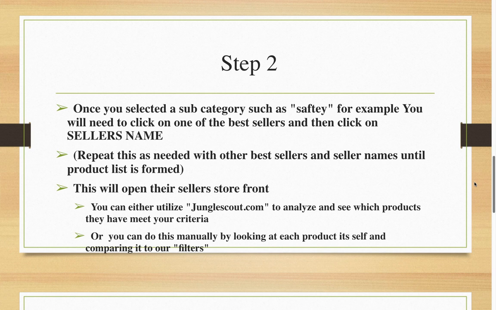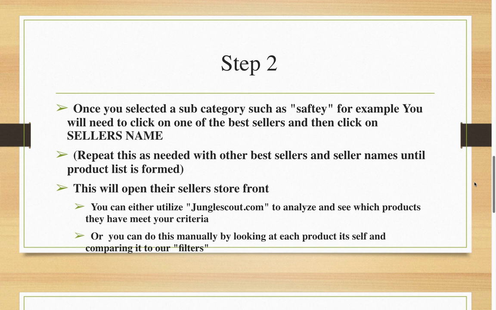In this, you can utilize Jungle Scout to analyze and see which products have met your criteria, which we talked about in the last video with our filters of the $15 to $30 and such like that. Or you can do this manually by looking into each product itself and comparing it to our filters. If you are doing it manually, which I always say is perfectly fine, don't feel bad if you can't spend the money on Jungle Scout.